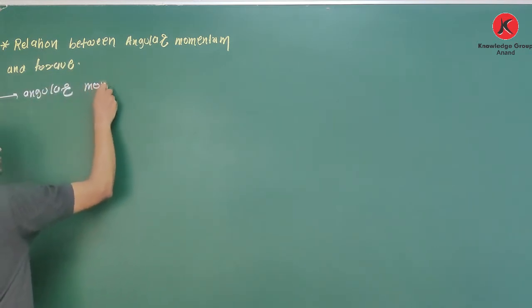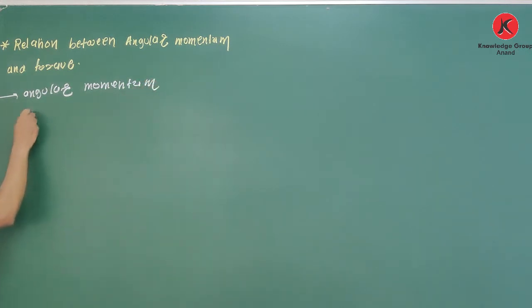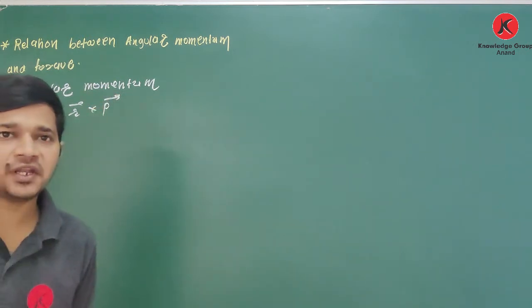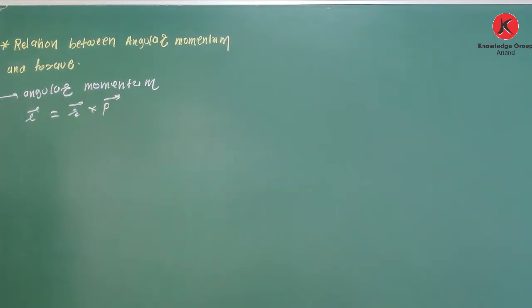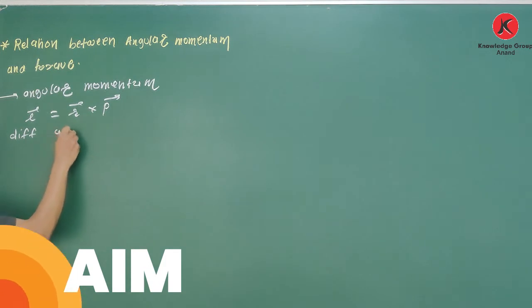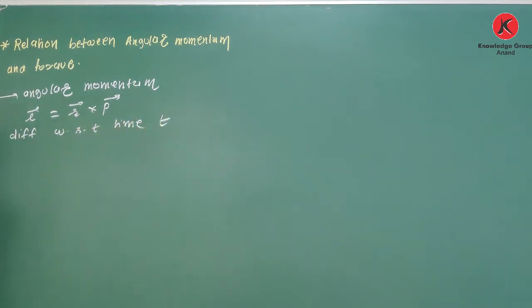Angular momentum L is equal to r cross p. Okay, differentiate this equation with respect to time t. So yes, it is dL upon dt is equal to d upon dt of r cross p.